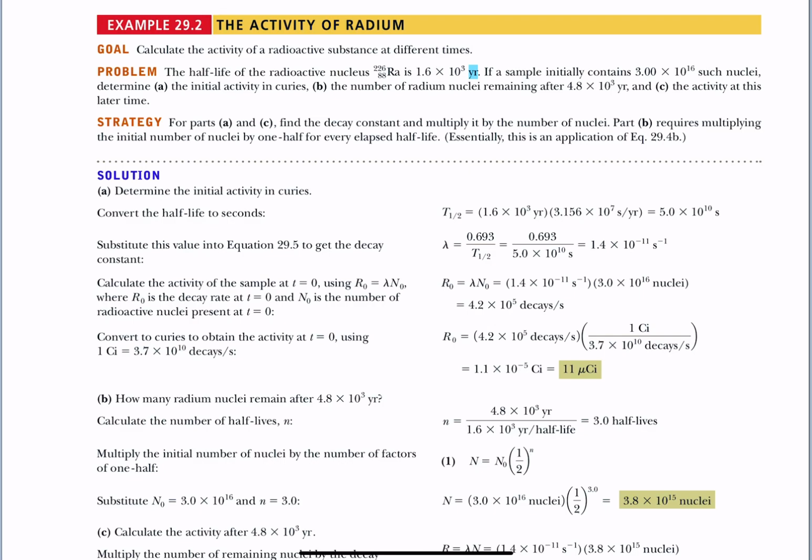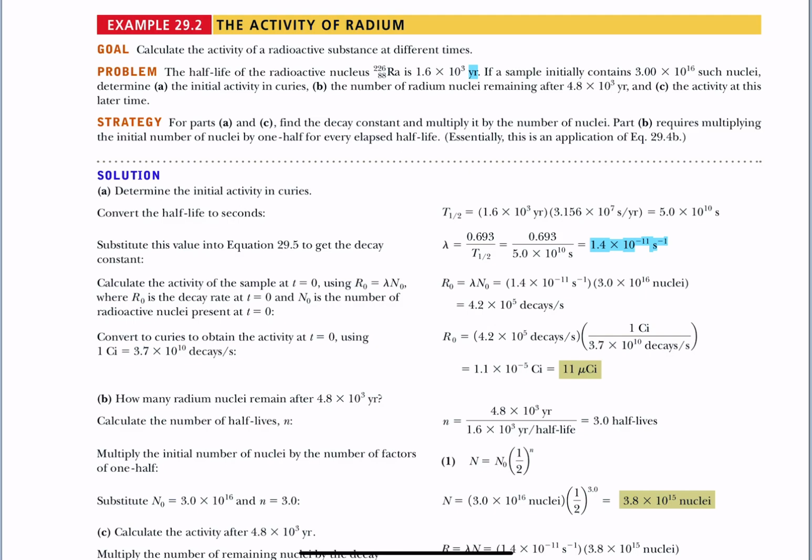Remember, the calculus problem is what yielded the equation that lambda, the decay constant, equals 0.693, which is the natural log of 2, divided by the half-life. And so this gives us a decay constant of 1.4 times 10 to the minus 11th per second. That's a weird looking number because of that dimension. It has the same dimensions as frequency, per second. But here's how it's going to be used.